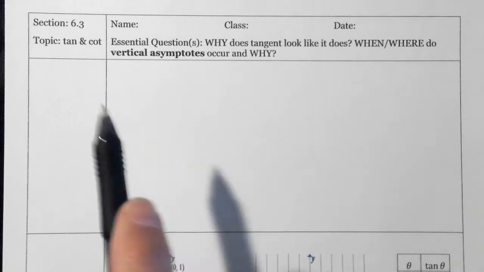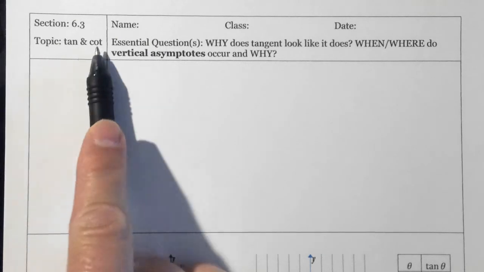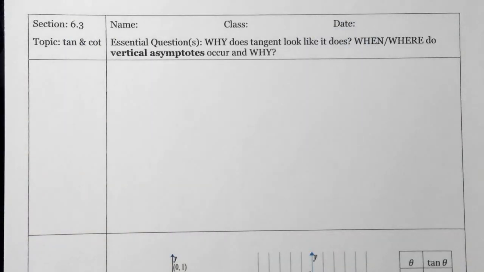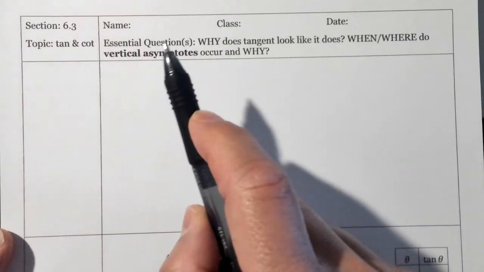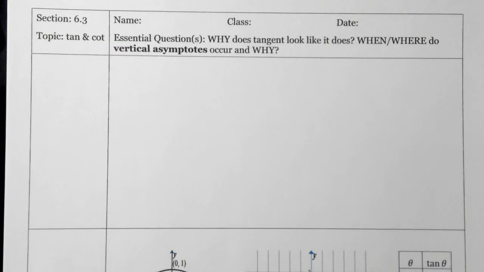The first video is gonna be about tangent. Second video will be cotangent. And then the third video will be how to graph quickly. But I do want to talk to you about why it looks like it does, when and where you get vertical asymptotes, and of course why you get vertical asymptotes.